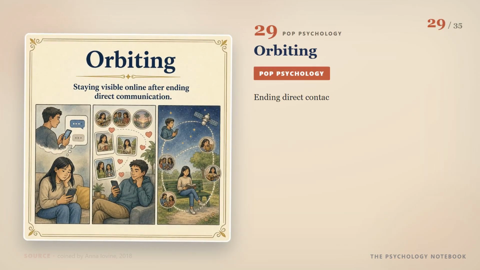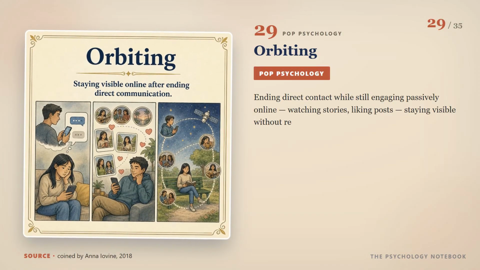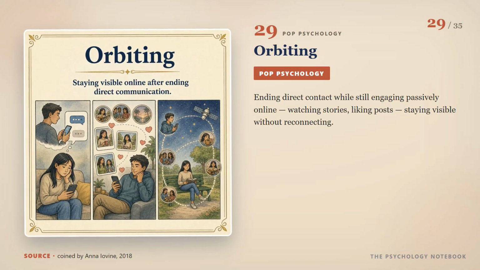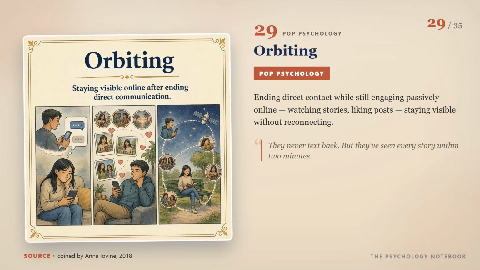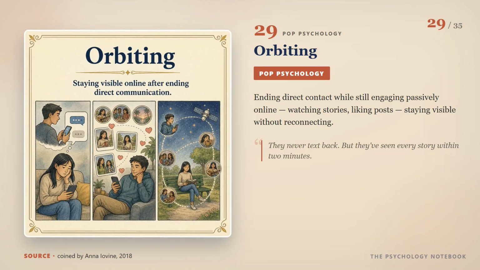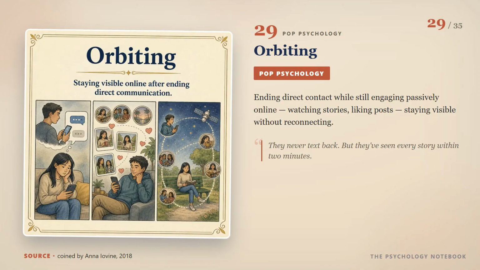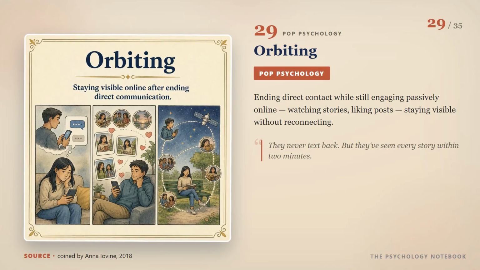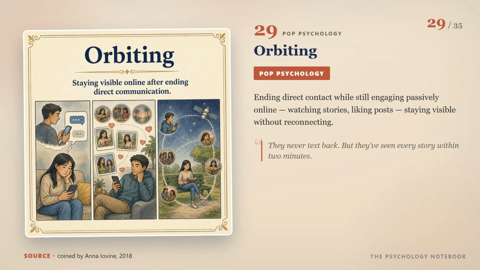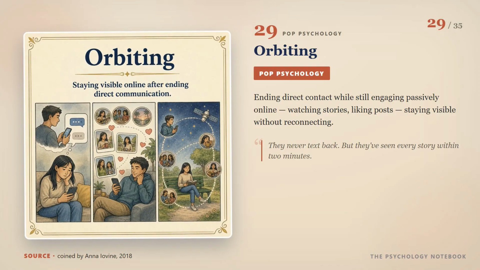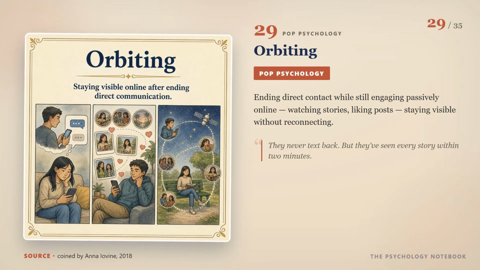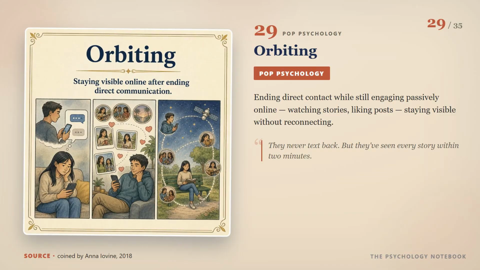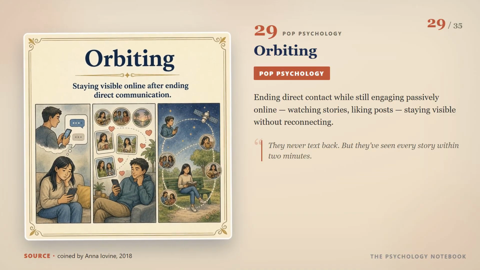29. Orbiting. Next is orbiting. Orbiting happens when someone ends direct communication but continues to stay visible in your digital life. They do not answer your messages, but they still like your posts, watch your stories, and quietly follow everything you do online. They may have left the relationship, but they have not completely left your orbit.